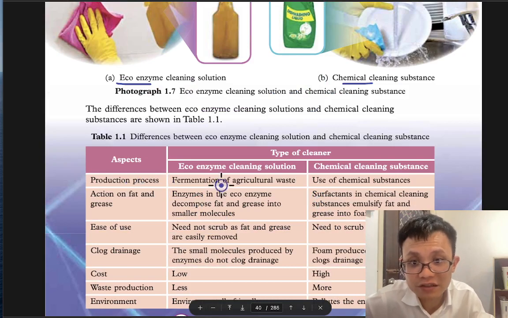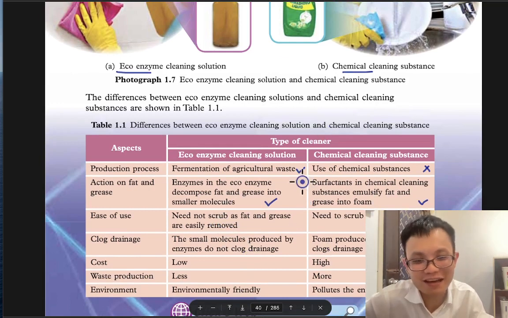So, production, fermentation, agriculture. Eco-enzyme is good, using chemicals is not good. On fat, eco-enzyme decomposes fat and grease into smaller molecules, which is good. It also emulsifies fat and grease. This one is also good. Actually, this one I added myself.